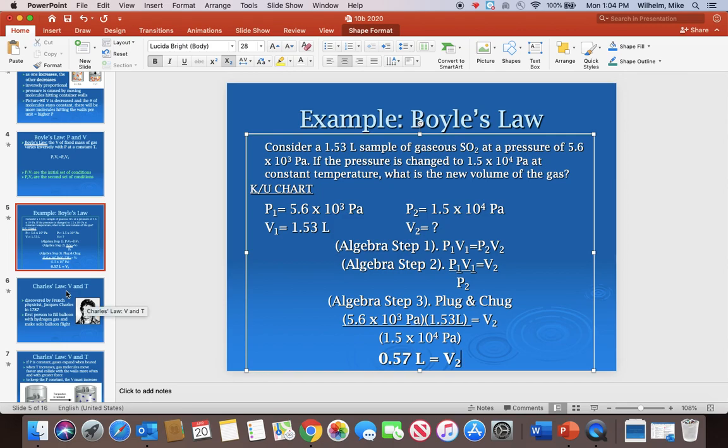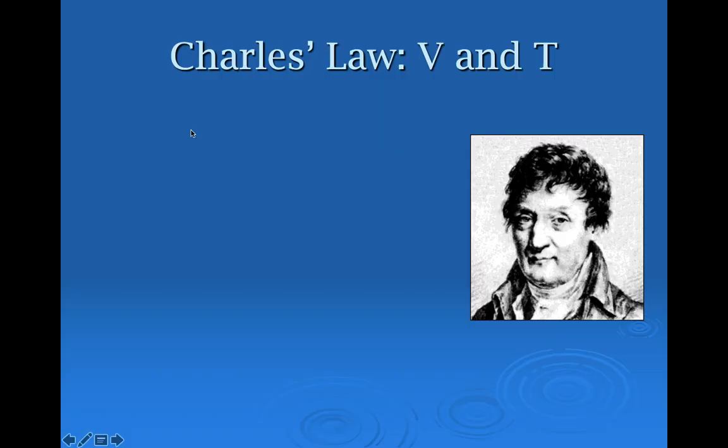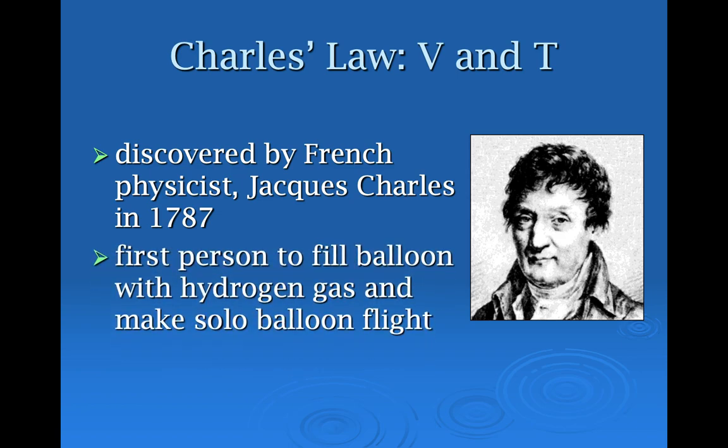That's Boyle's law. Let's go to the next law, and let's go full screen again. And that's Charles' law. Charles' law involves volume and temperature, V and T. This was a French physicist, Jacques Charles, and he discovered this in 1787.